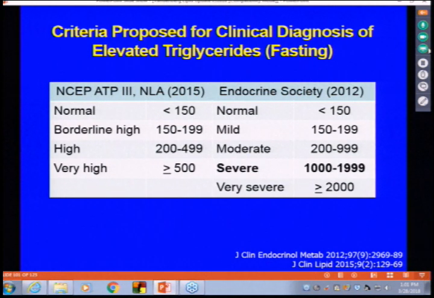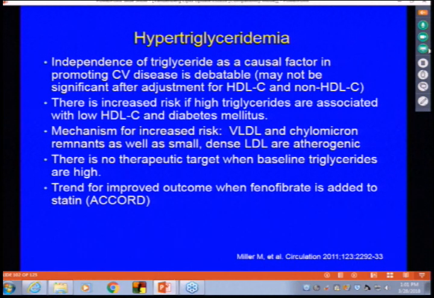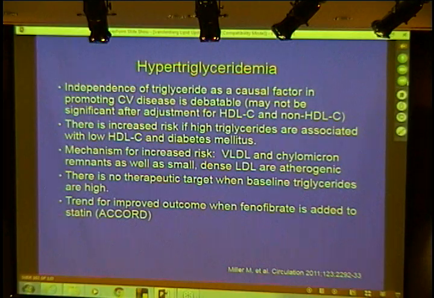The 2 associations have a little nuance in terms of the difference, but basically over 1,000 for the Endocrine Society is the standard for severe, because that's when you're really worried about pancreatitis. That's what diving into hypertriglyceridemia is about: to prevent pancreatitis or recurrences of it. I'll just tell you about the first thing. There's this controversy about causal factor in cardiac disease of isolated hypertriglyceridemia because of the issue of metabolic syndrome.